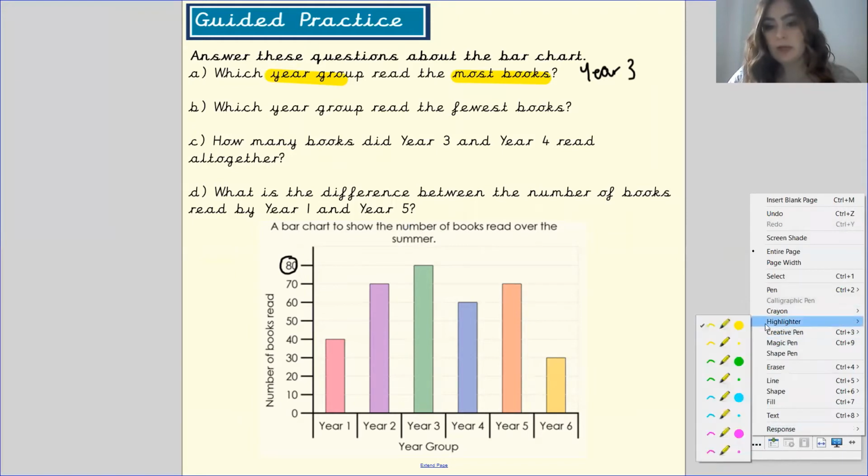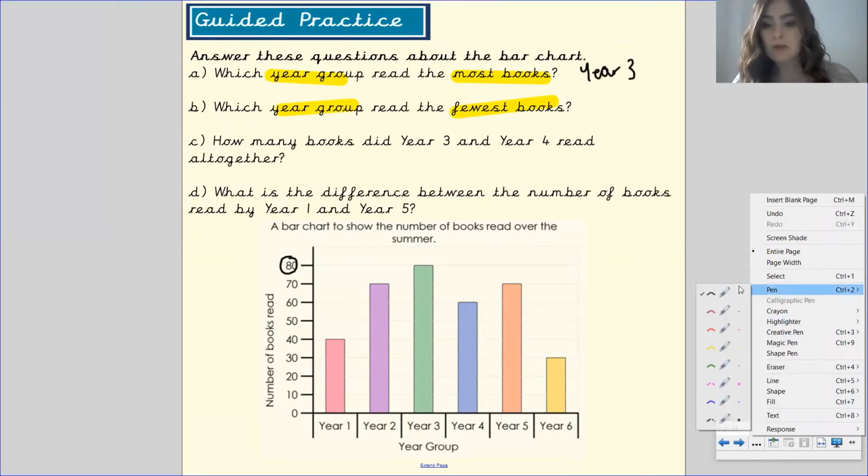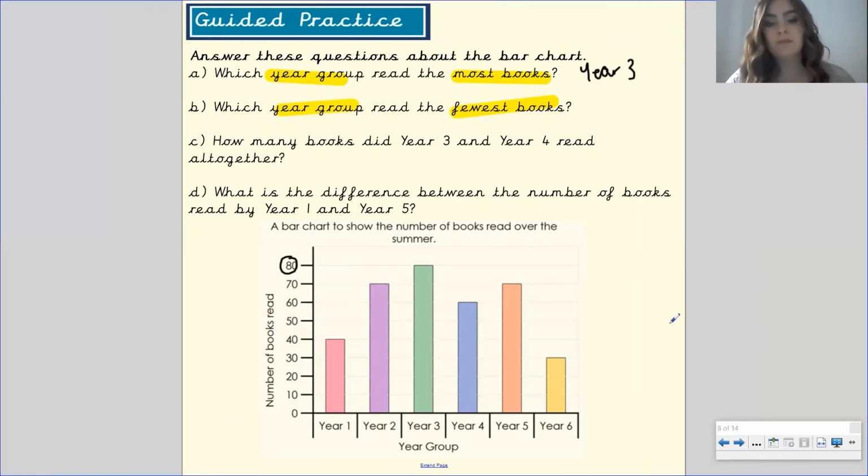Okay, so let's have a look at the next question. Which year group read the fewest books? So again, we need to have a look at each of the year groups and we need to find the bar that is the shortest, that read the least amount. So if we have a look, we can quite easily see that year 6 has got the shortest bar and that they only read 30 books. And just to double check, if we look at the one that's also quite short from year 1, we can see they read 40, but that's more than year 6. So that means that year 6 read the fewest, the least.